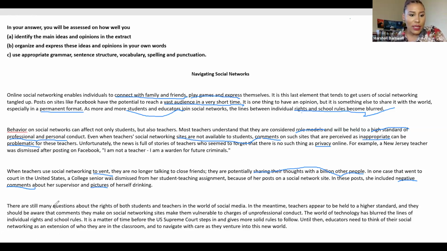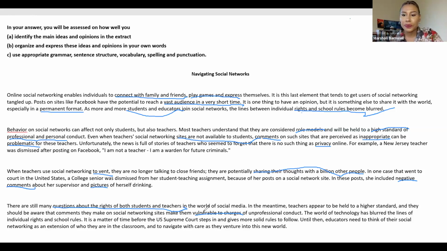There's still many questions about rights. So we have questions about rights for both students and teachers. In the meantime, teachers appear to be held at a higher standard, and they should be aware that the comments they make on social media sites make them vulnerable to charges of unprofessional conduct. So we have already established unprofessional conduct in our third paragraph. We have already established the comments, etc., in our third paragraph. These are just redundancies.